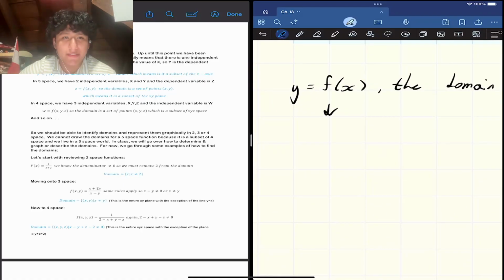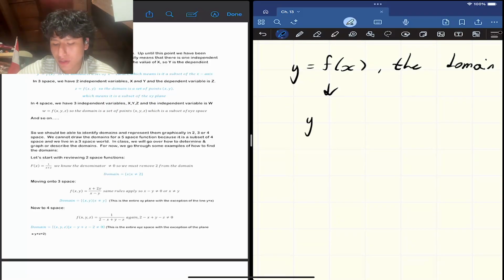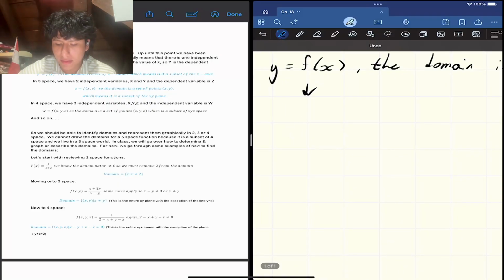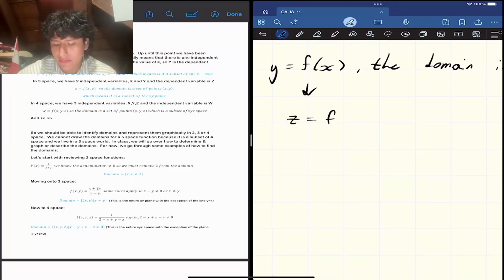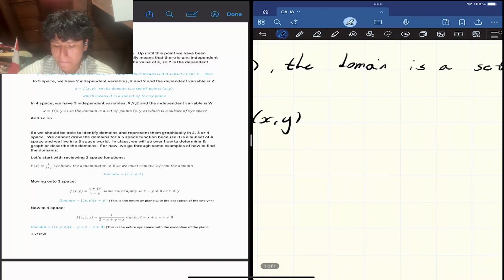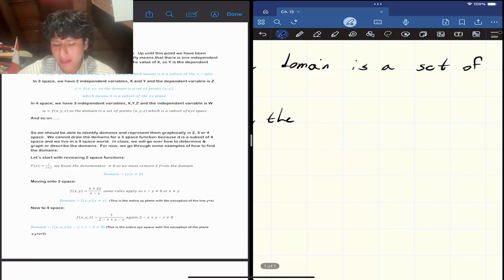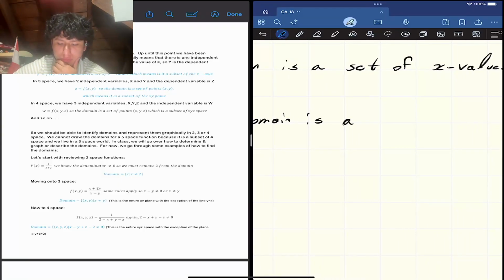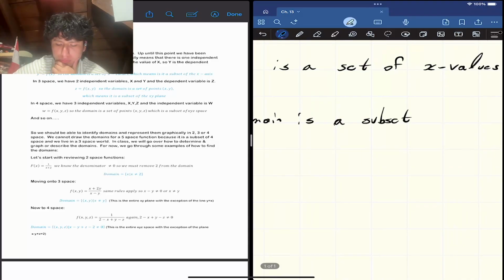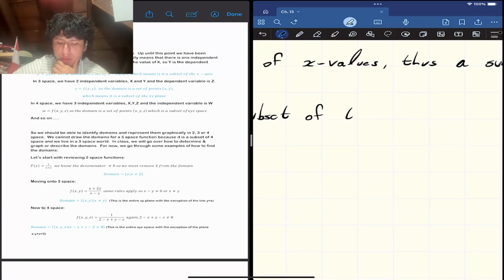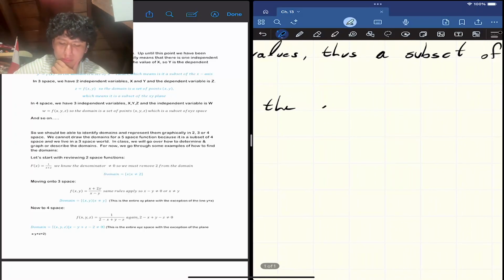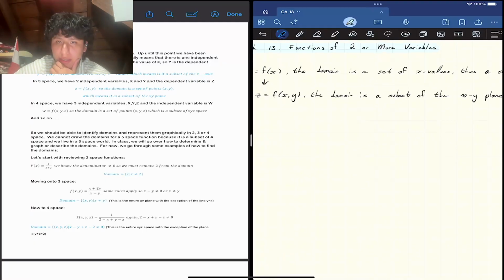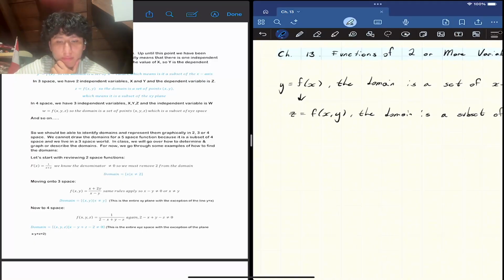This same logic can be extended, like I said, to z equals f of x and y. The domain is a subset of the xy plane. So that makes sense, right? That makes sense. Okay.